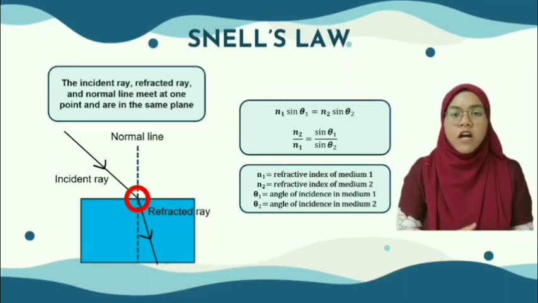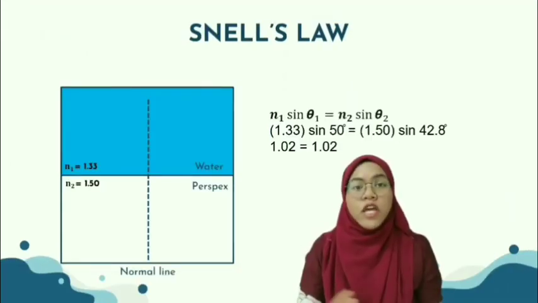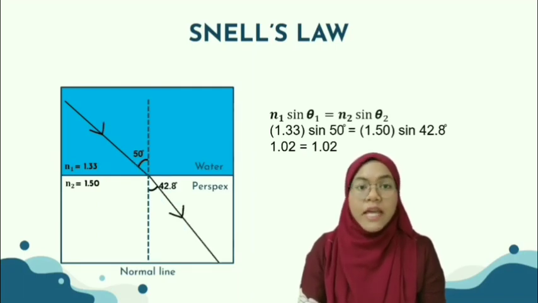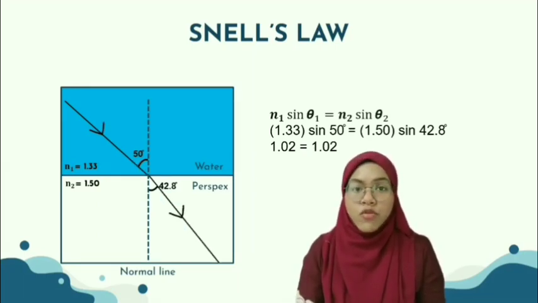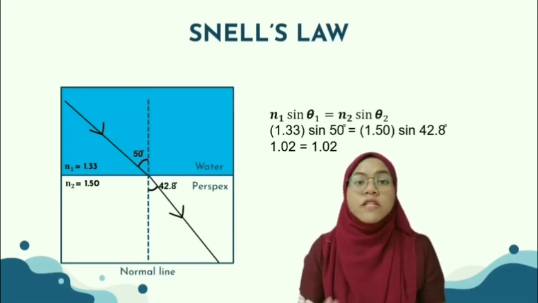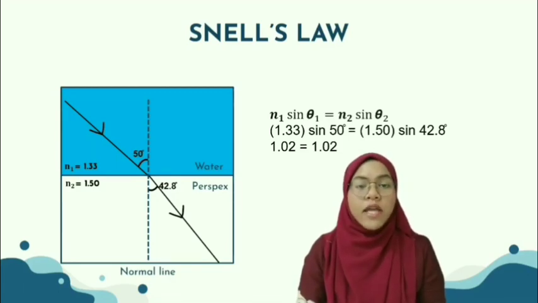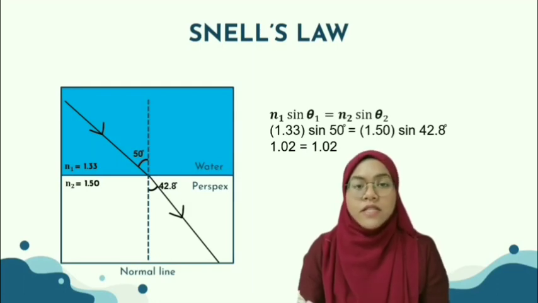Let's see the examples of Snell's law. In this diagram, we have water with n1 equals 1.33 and perspex with n2 equals 1.50. Incidence angle is 50 degrees and refracted angle is 42.8 degrees. To prove Snell's law, we use the above equation, n1 sin theta 1 equals n2 sin theta 2. Substitute: 1.33 sin 50 equals 1.50 sin 42.8. The result is 1.02 equals 1.02.